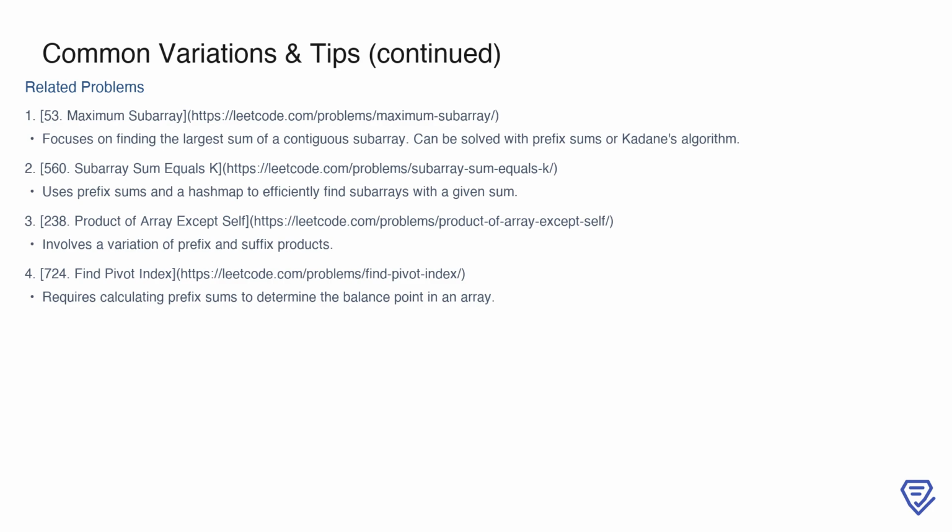Another related problem is problem 238, product of array except self, which uses a variation of prefix and suffix products to calculate the desired output without division. Finally, problem 724, find pivot index, requires computing prefix sums to identify a balance point where the sum of elements on the left equals the sum on the right. Reviewing these problems can deepen your understanding of how prefix sums and similar techniques apply across different scenarios.